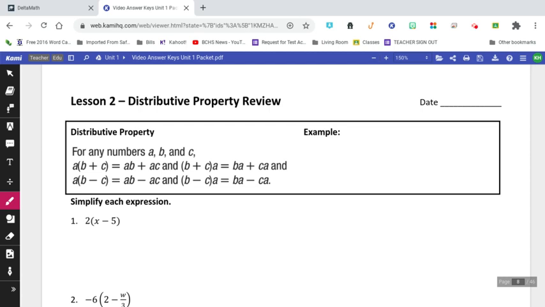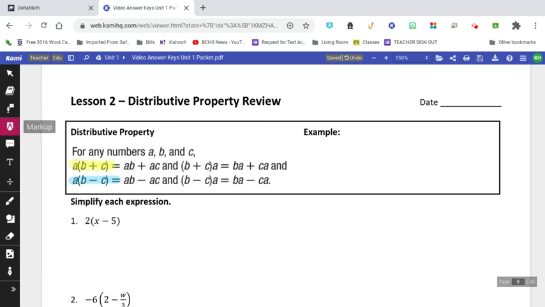Okay, so for lesson two, this is simply a review of the distributive property. So in the box here, we have what the distributive property is. And it says for any numbers A, B, and C, but this also applies to variables. And basically all this is showing you is that with the distributive property, you can be distributing across or over addition, like so, or over subtraction.